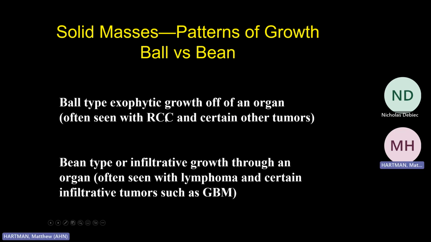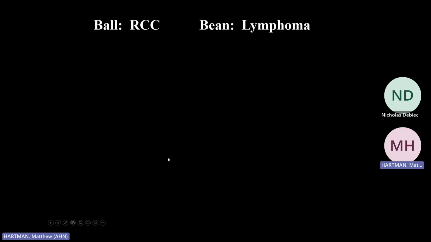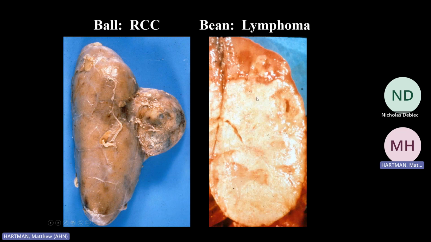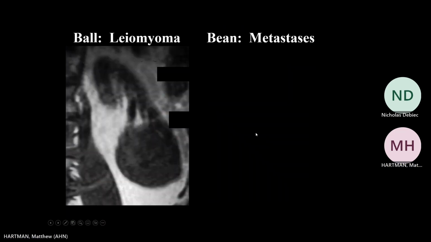And we are going to talk about this ball versus bean type growth for a couple of examples, because we can apply this to the kidney. Here we have a nice RCC. This is a solid ball coming off. Whereas here we have more of an infiltrative mass. Again, that differential, Metz lymphoma. Don't forget that. But again, lymphoma likes to do this infiltrative growth.